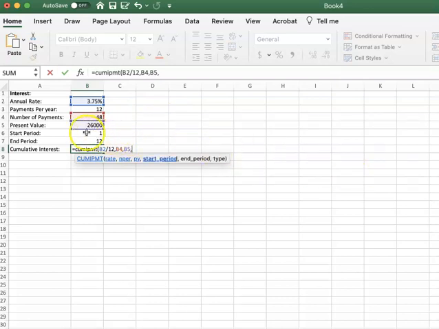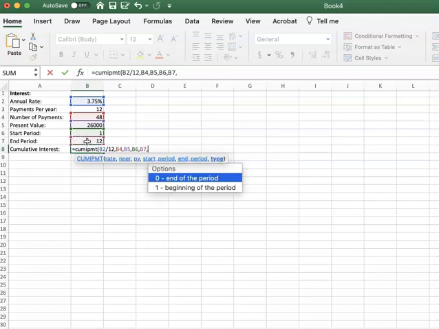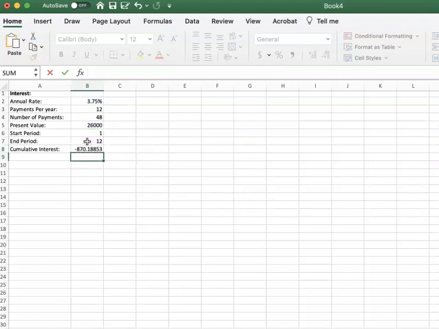Then you have your start period, so the first month that you want to start calculating, comma. And then the end period, where you want to stop calculating. So for us, we want the first 12 payments, then comma. And then the type, it's almost always going to be 0, where the interest is calculated at the end of the period. So typically it'll be 0 there. Close parentheses and hit equals, and we see that the cumulative interest is $870.